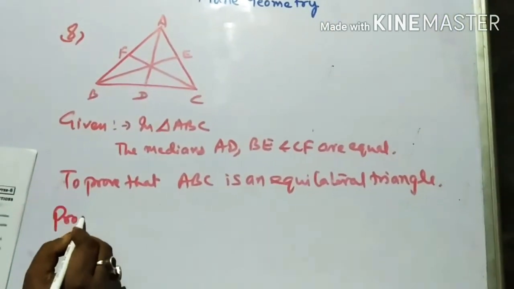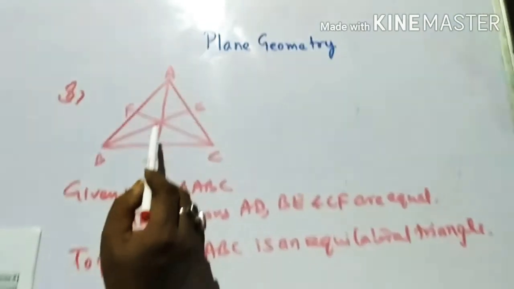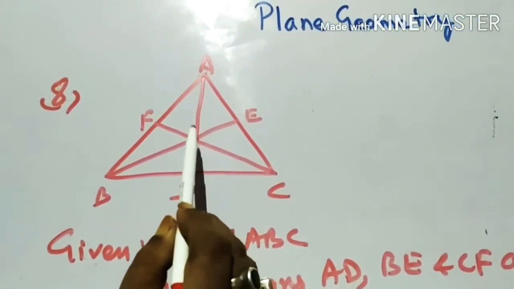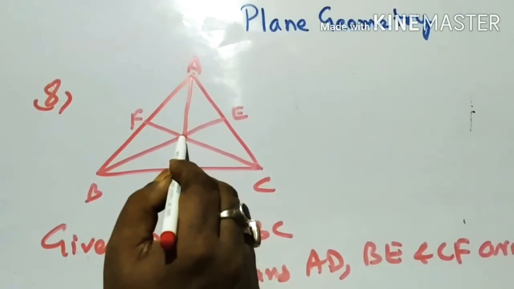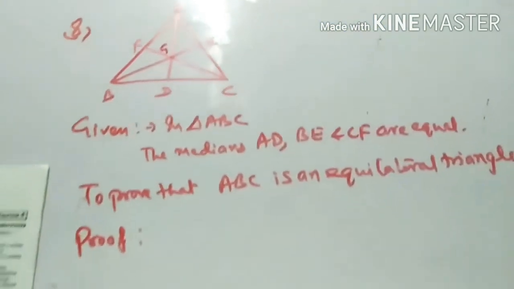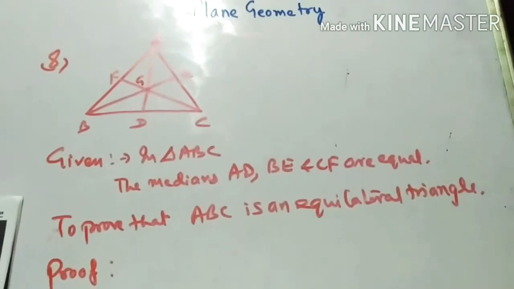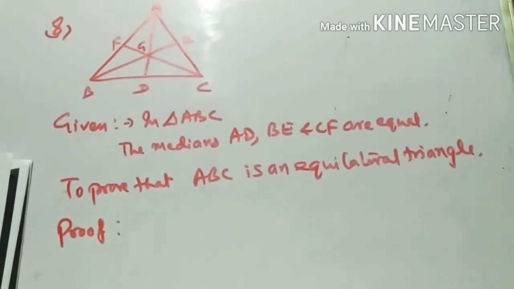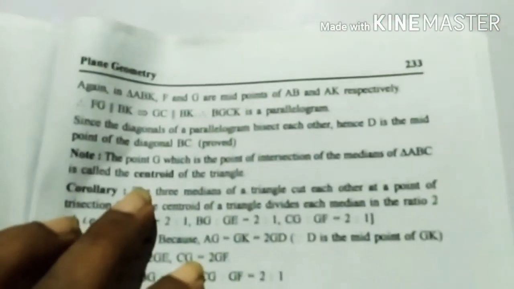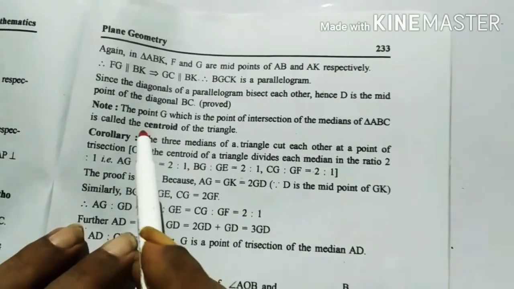Proof. The point of intersection of the three medians, I represent as G. The point of intersection of three medians is called the centroid. This is the centroid.